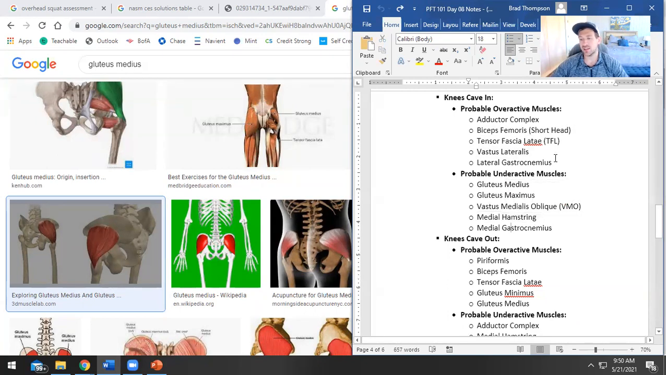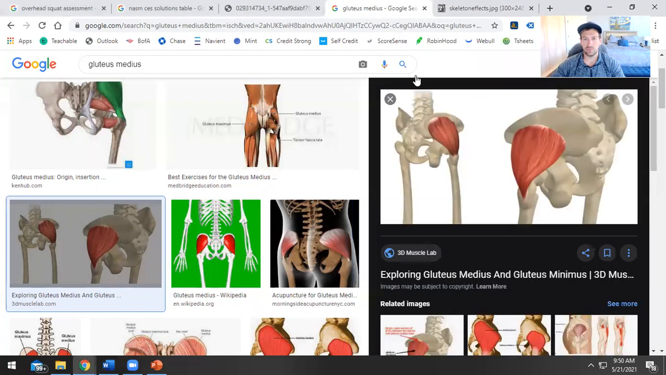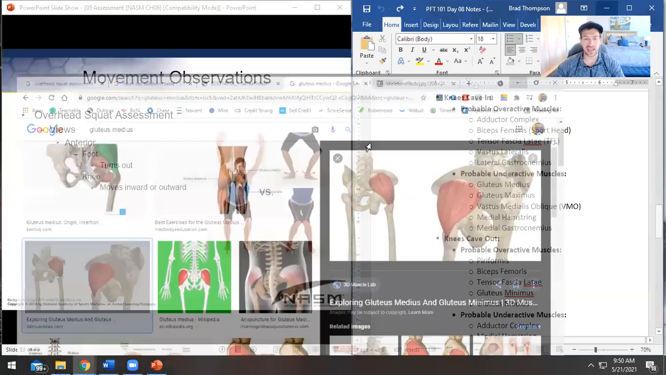So you can see in some situations we've got altered reciprocal inhibition, and in other situations we have synergistic dominance. Our job, it doesn't matter what it is that they're dealing with, is to turn off the overactive stuff and turn on the underactive stuff. So that is the anterior view.